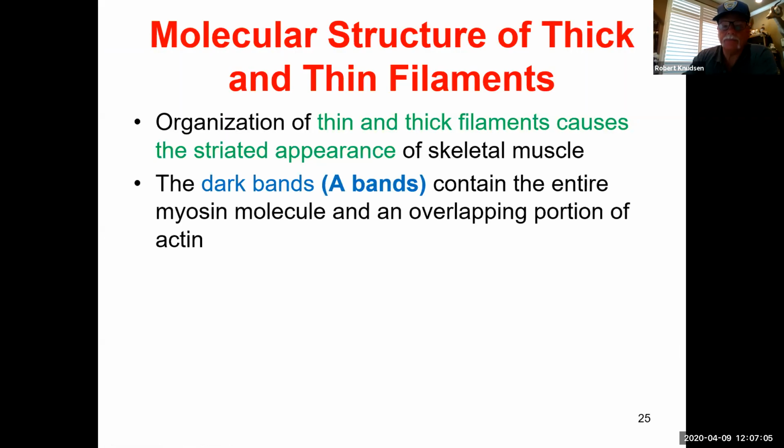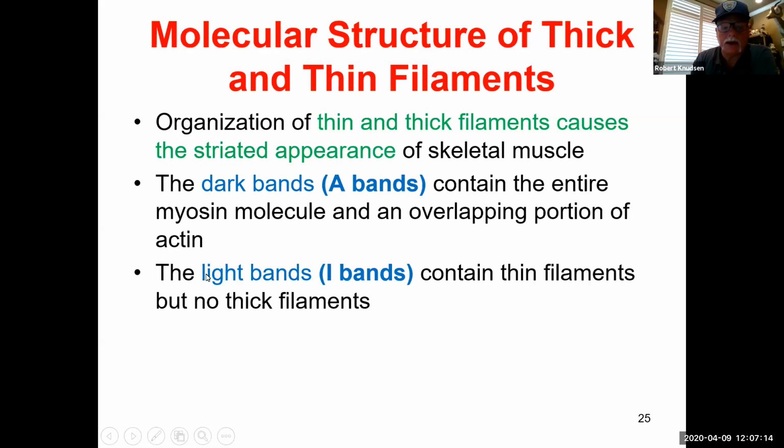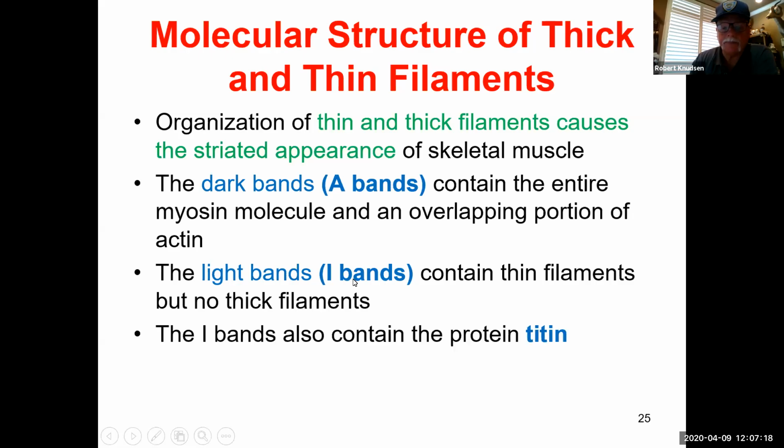Dark bands. Remember I said you have an A in dark, so the dark bands are the A bands. You have an I in light, so the I bands are the light bands. I just showed you what they look like. And it says the I bands also contain titin. That's holding the myosin, but that's really, really narrow too.